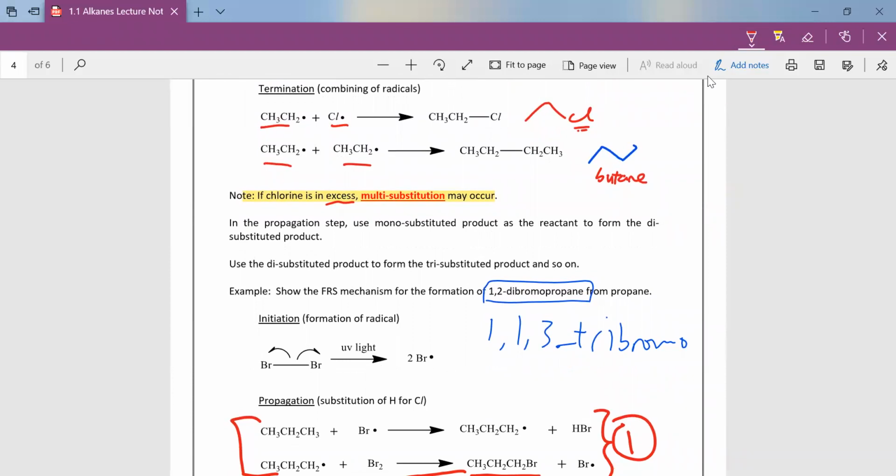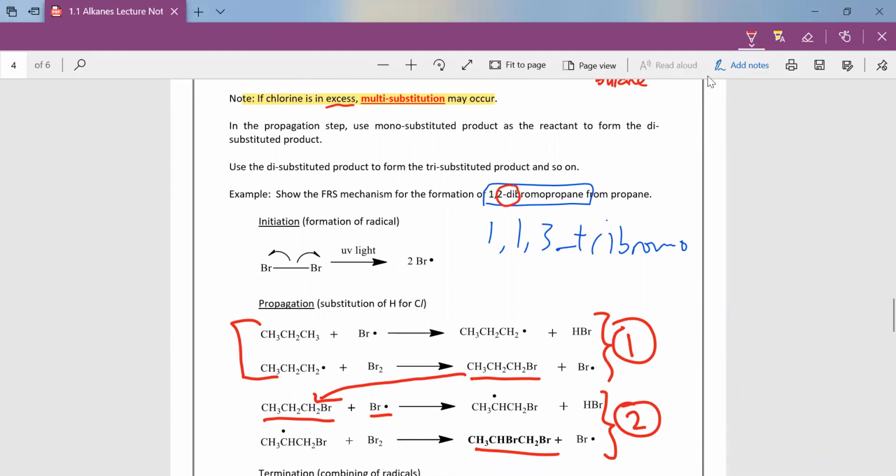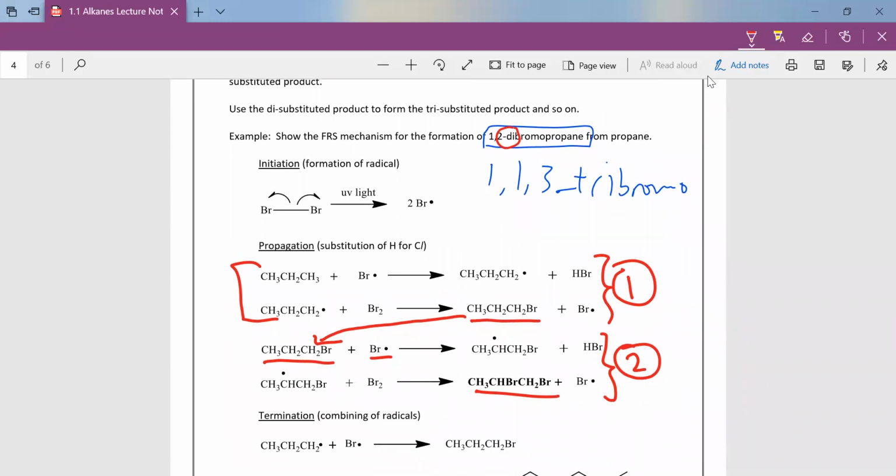If they were to ask you to show the mechanism for a di-substituted halogenoalkane, what you will do is take a mono-substituted alkane and use that as the reactant. So this is your first step, where you get the mono-substituted product, and then you simply take this product and use it as a reactant. So then at the end, you will end up with the dibrominated product. There are two bromines here being substituted in.